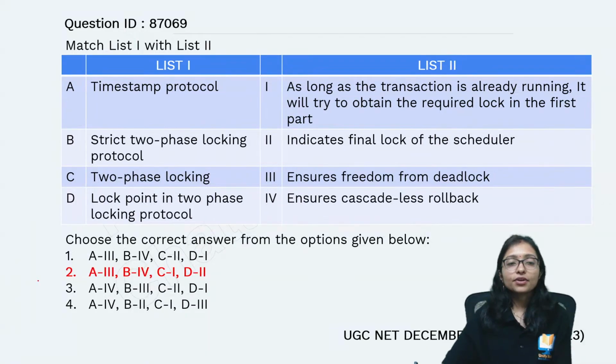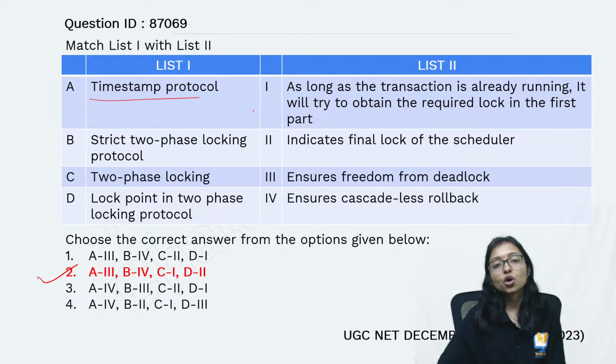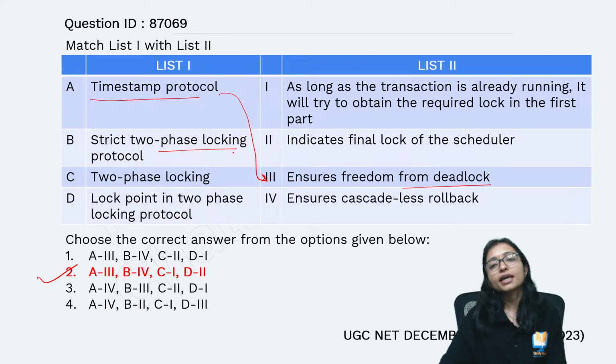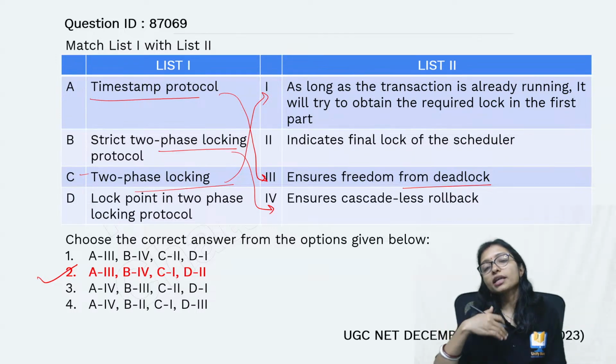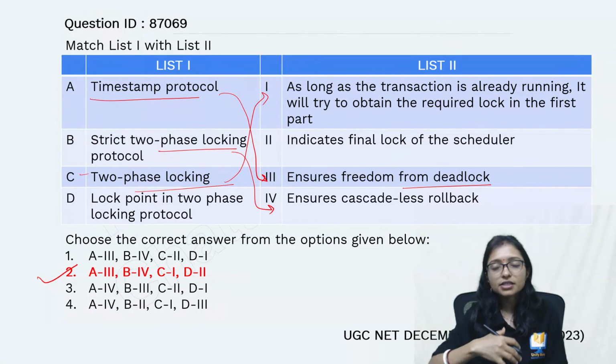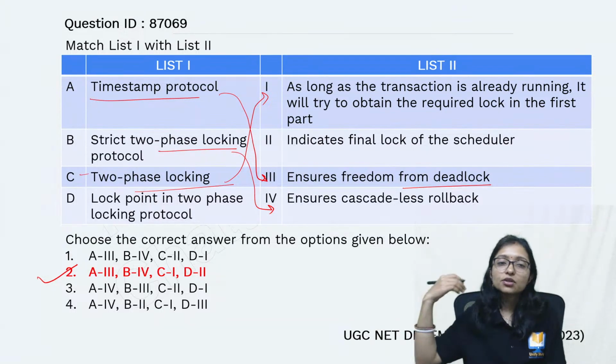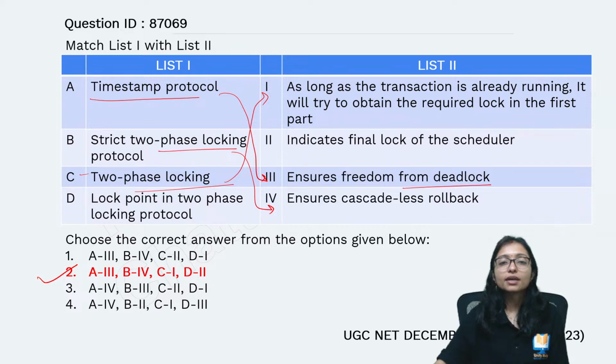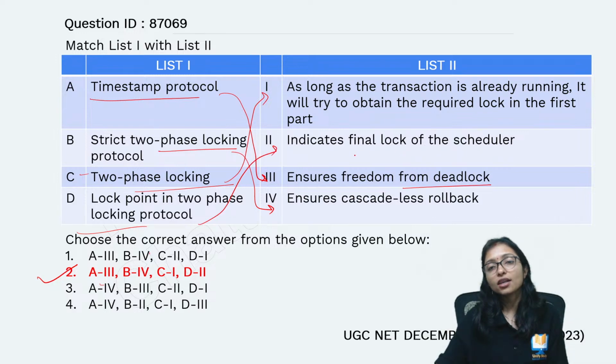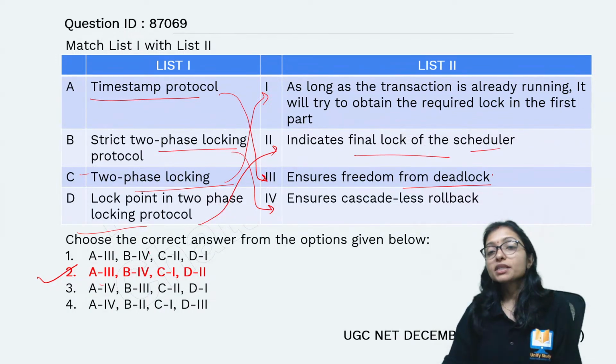Yes. Answer is definitely this one, because timestamp protocol always ensures deadlock freedom. It is freedom from deadlock. And strict two-phase locking ensures cascadeless rollback. This is very important. And normal two-phase locking has only a growing phase and a shrinking phase. In the growing phase you can acquire locks, and in the shrinking phase you can release locks. That's why it is called two-phase locking. And what is the lock point? Lock point indicates the final lock of the schedule, which is very important.